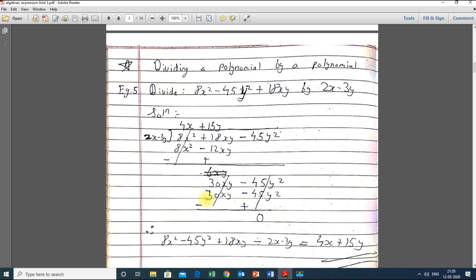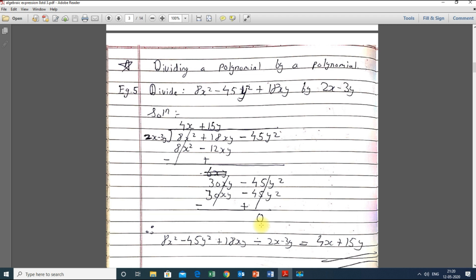Okay, first of all here there is plus sign, we consider there is no sign, therefore we consider plus sign. Plus will change to minus and this minus will convert into plus. We have to write opposite sign. Now plus 30xy and minus 30xy becomes 0, therefore we cancel. Minus 45y square and this plus 45y square will also get cancelled, therefore I got 0. Since the remainder we got 0, till that time we have to solve.